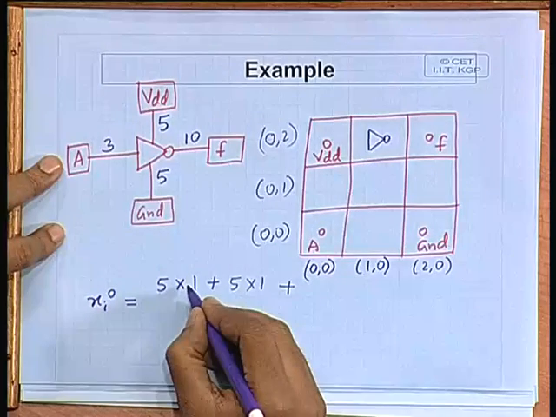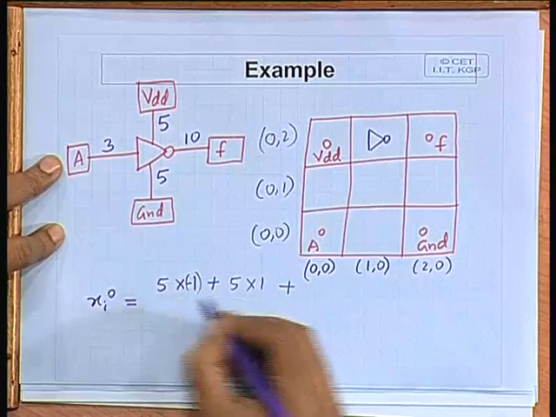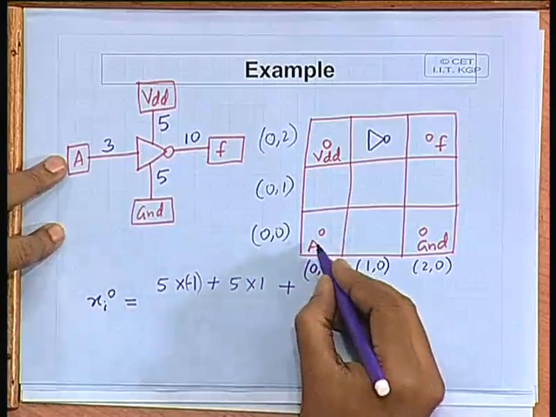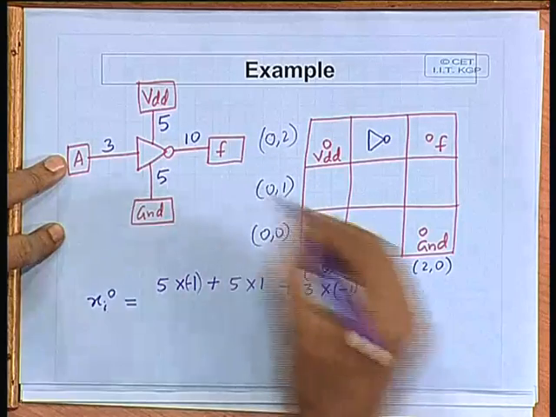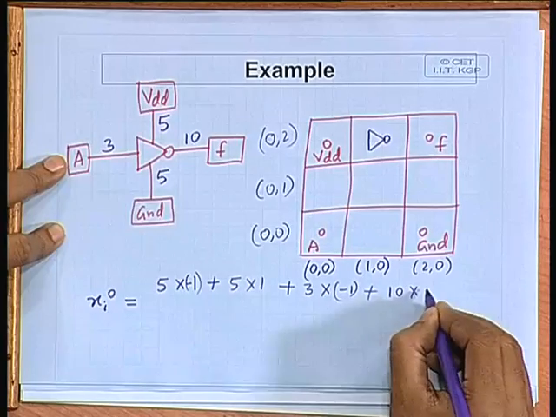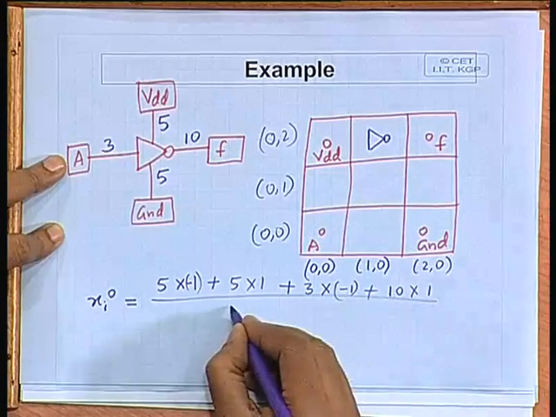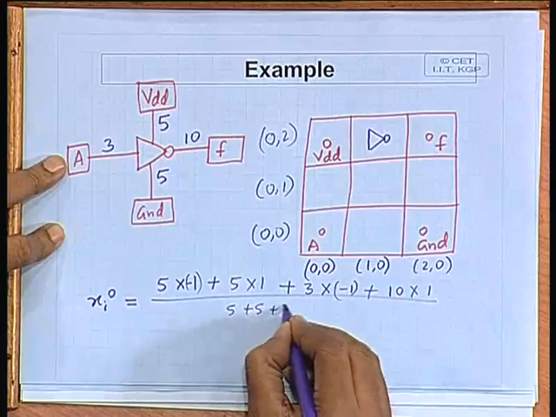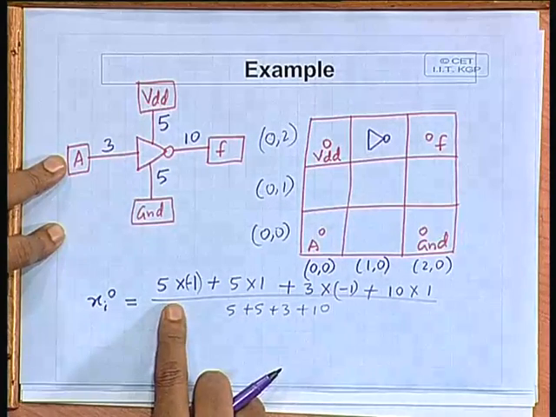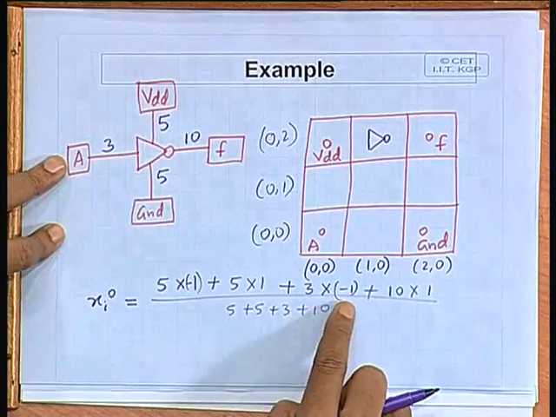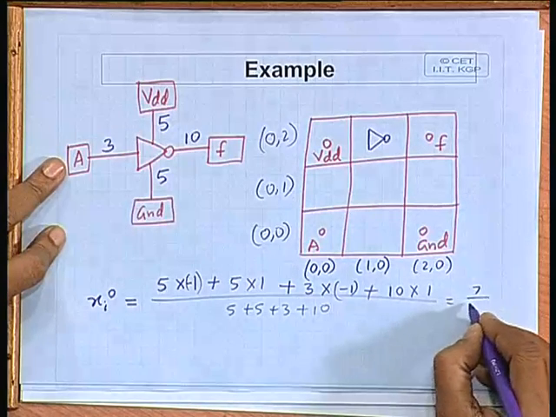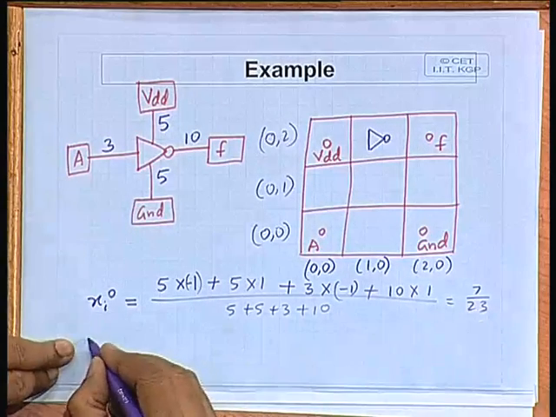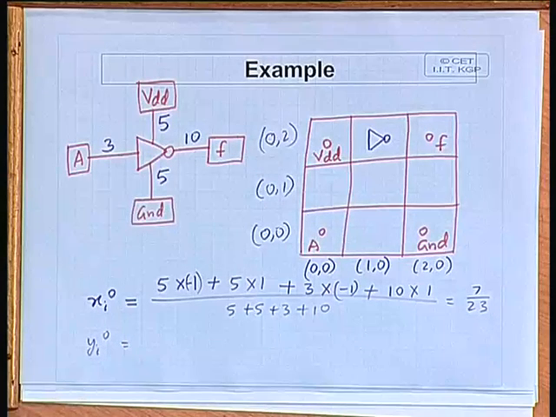Okay, minus 1. VDD into minus 1, right? VDD into minus 1. 5 into 1 plus, in terms of A will also be minus 1 plus F will be 1 divided by 5 plus 5 plus 3 plus 10. How much does it come to? Minus 5, minus 8, 7 by 23. Similarly, yi0 will be computed to something similar.